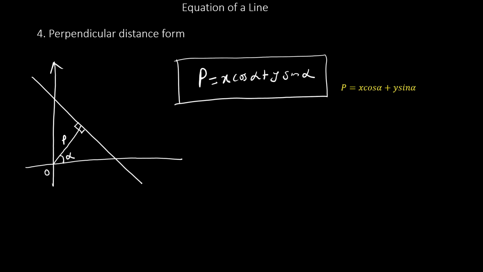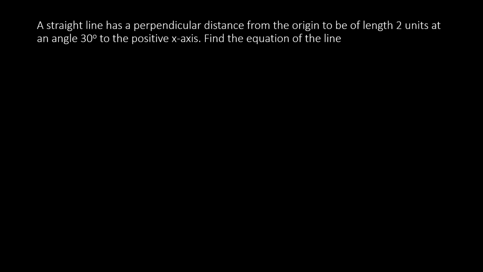Let's look at an example. The question states that a straight line has a perpendicular distance from the origin of length 2 units at an angle 30 degrees to the positive x-axis. Find the equation of the straight line.